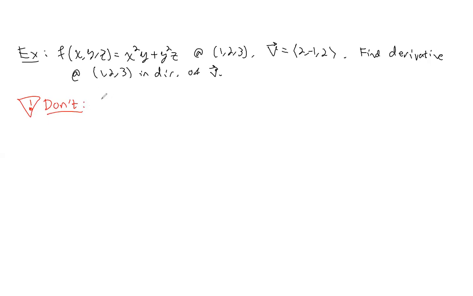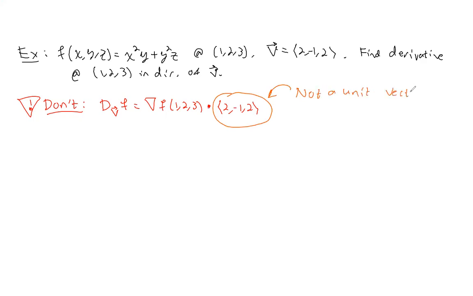What you don't do is say that this is the directional derivative like so, that you're going to take the gradient of f at the point (1, 2, 3) dotted with v, the vector (2, -1, 2). And the reason you don't do this is because this vector is not a unit vector. And it's very important, as we're doing any kind of these directional derivative problems, that that vector is a unit vector. So you can't do that. That's not our first step.